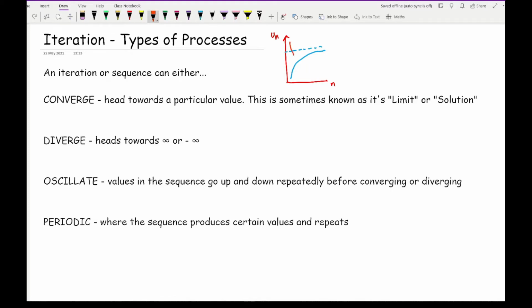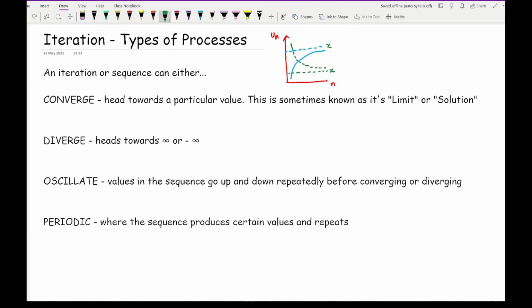So here I could have it, well, let's not go for red, let's go for a different color, let's go for green. So for example, it could converge to a number by starting high and then becoming this value here of x. So that's when it converges.